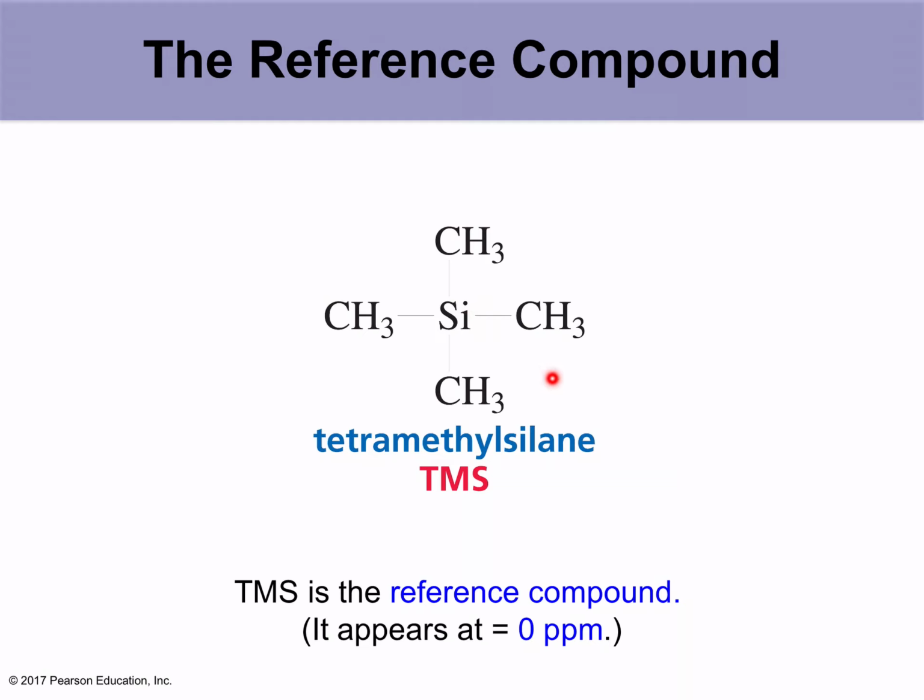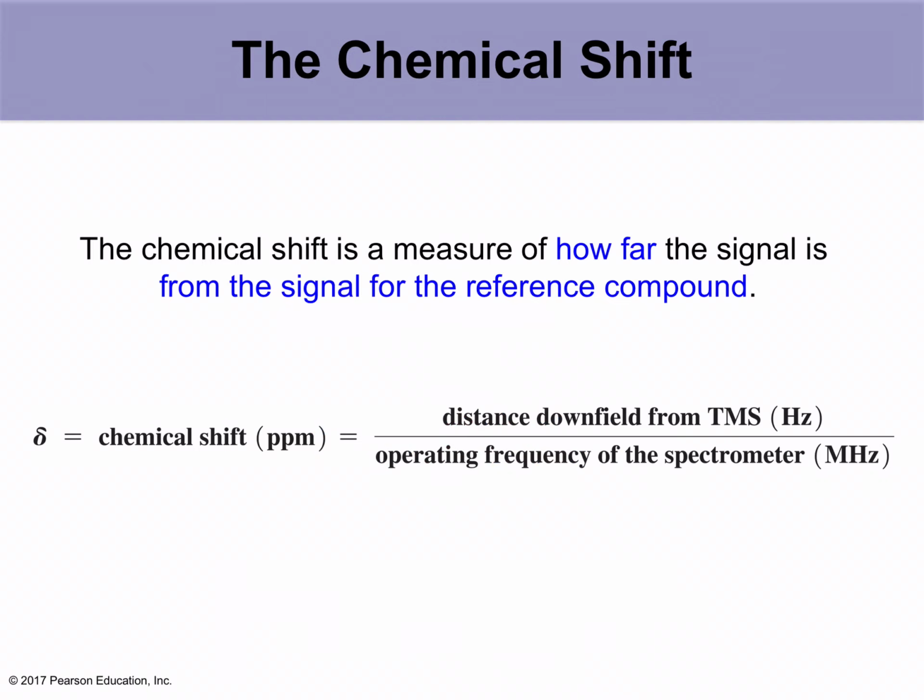Now all 12 hydrogens are going to be in the same environment, and they are not going to split with each other. Because of that, it would be one signal. And since silicon is a very less electronegative element, the reference signal will come at 0. So TMS is a reference compound, and it appears at 0 ppm.